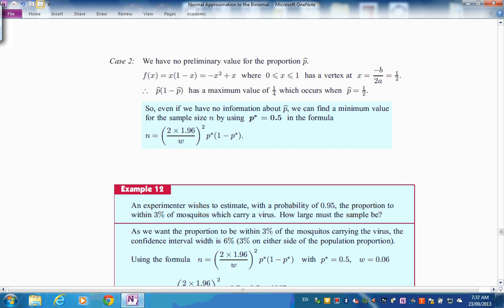Okay, so case 2, we have no idea. No one knows what people think about this situation. There's no p-hat available. The problem with it is, if we look at the function for the standard deviation, that's that thing there, p(1 - p), and the standard deviation is the square root of that over n. Its maximum value is, using quadratic theory, when p equals a half. Because what is this?